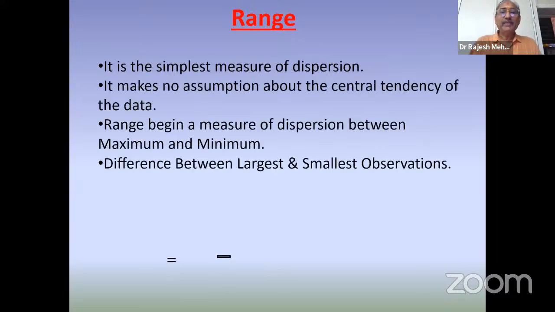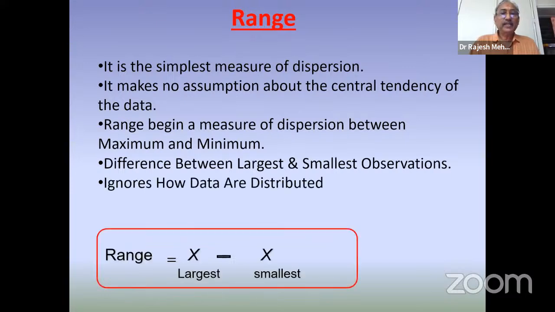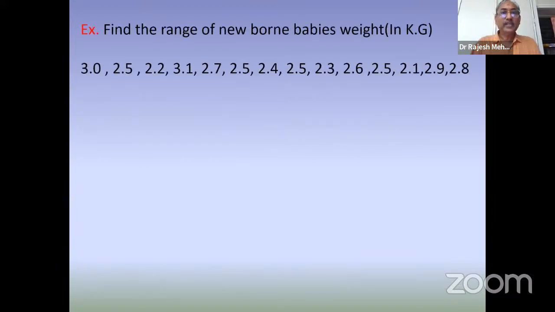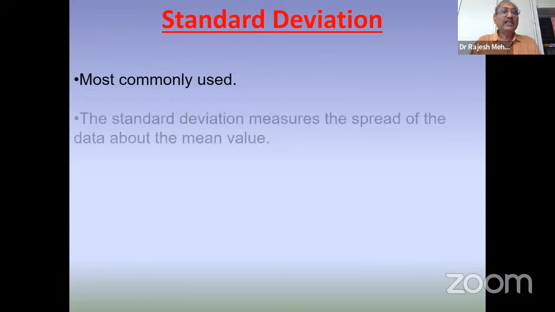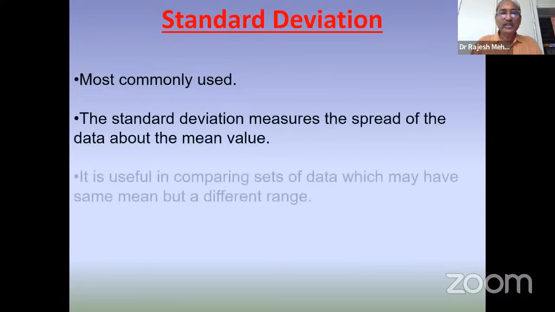So range is the minimum and maximum, the largest and smallest. We need not go for an example. Now, standard deviation is the most commonly used.